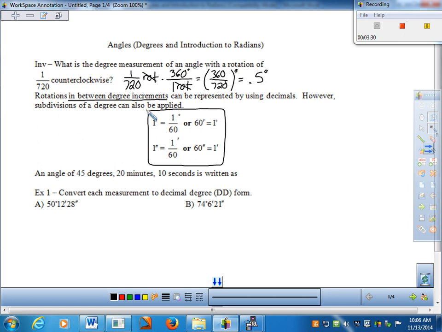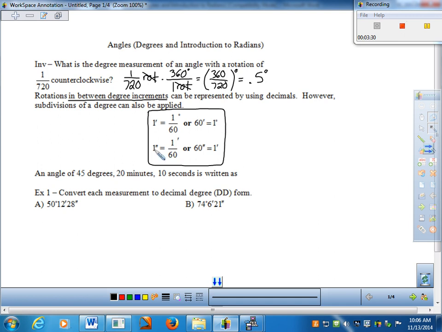So what we're going to do is take the fact that in between degree increments, we're going to have subdivisions called minutes and seconds. And these would be the notations for each piece. So 1 minute is a fraction of a degree. Specifically, 1 minute is 1/60th of a degree. Another way to think about that is that there are 60-minute increments making up 1 degree.